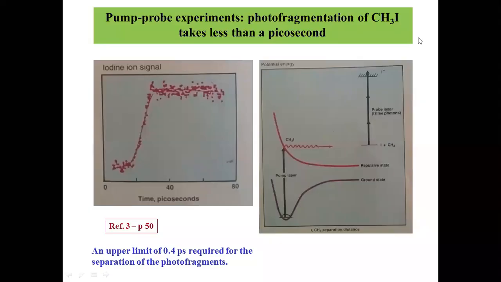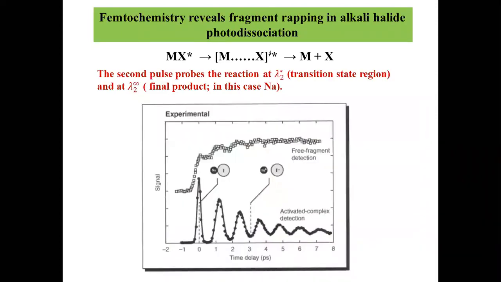Let's go to that. Okay, so the next experiment is the photodissociation of alkali halide molecules. Now here this is just a reaction. What I am going to say is M is the metal, X is the halide, so it can be sodium iodide, like that. Right?